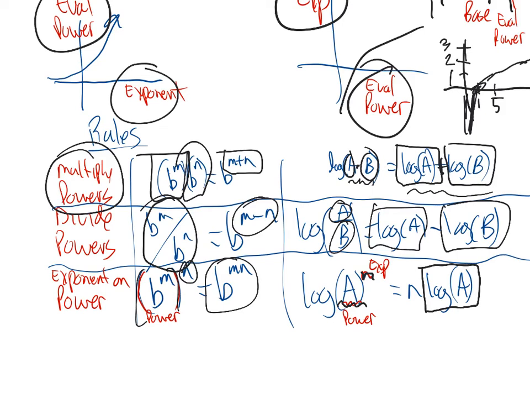So over here, what did you do? You multiplied the exponents together. So when you had an exponent on a power, you multiplied the exponents. It's no different over here. A is the power, n is the exponent that's on that power. So what do you do? You multiply the two exponents together. N is an exponent, and so is log of a.